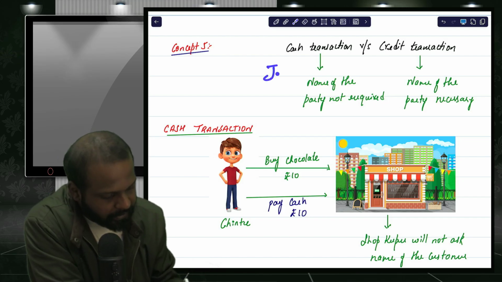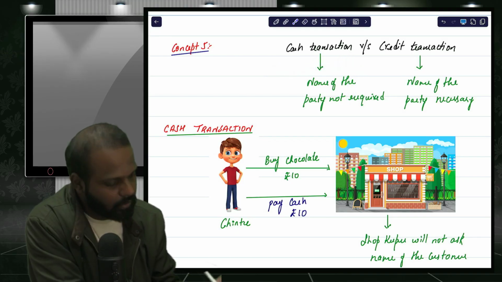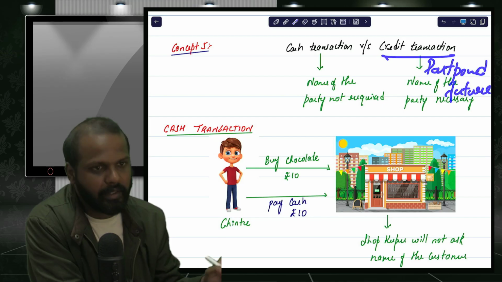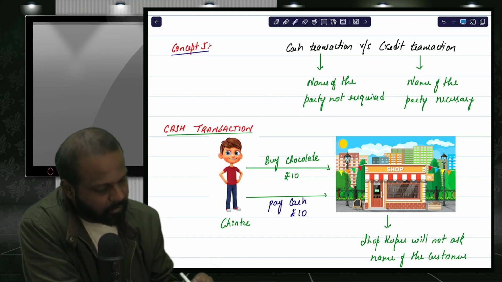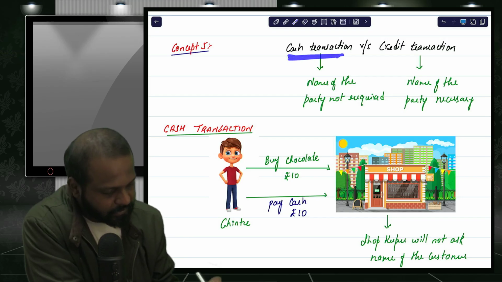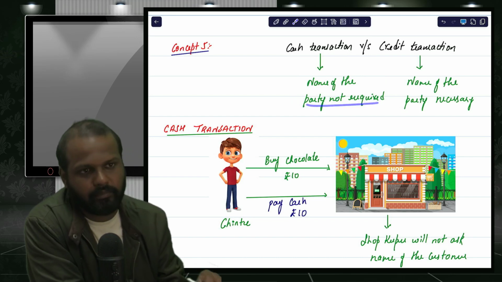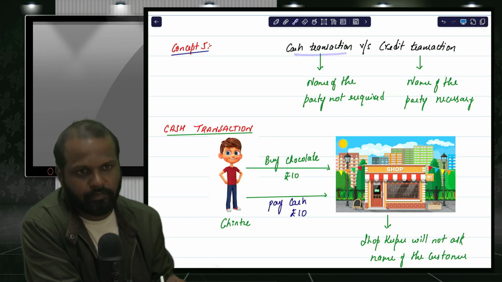So if immediate settlement of money is being done, then it's called a cash transaction. Suppose the settlement of money is being postponed to a future date, then it is called a credit transaction. Now understand, whenever there is a cash transaction, the name of the party, the name of the customer or supplier or person is not required.